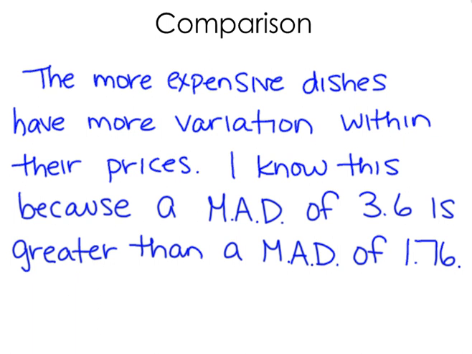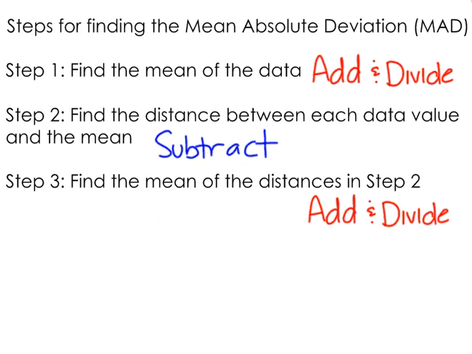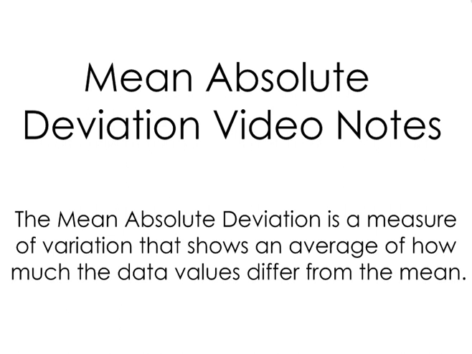So that concludes mean absolute deviation notes. Remember 3 things you're going to do: find the mean, subtract to find all of your distances, and then find the mean of all of your new numbers. None of this is super complicated math. It's just a matter of being really organized and taking your time and making sure that you don't make a mistake that will throw everything else off. And then once again, mean absolute deviation is just a way to measure how spread out the numbers are, and it's going to be your average distance between each data value and the mean.